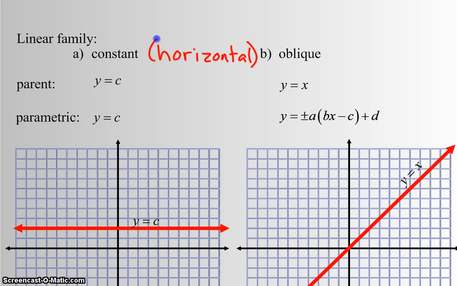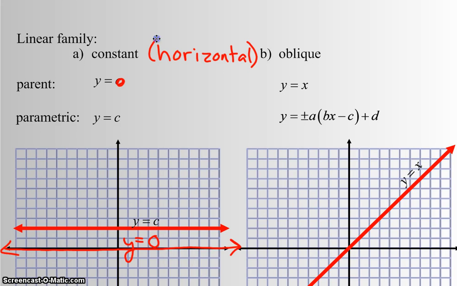The basic parent function for a linear function is y equals 0, not y equals c. The actual parent function would be the line y equals 0, which is the horizontal axis. The parametric function y equals c would be any other horizontal line. Y equals 2 is the graph that you have on your paper. That shows the line y equals 2 parallel to y equals 0, a constant function.